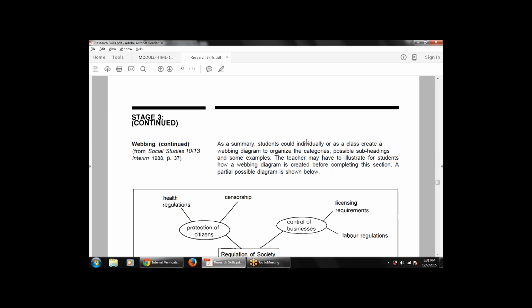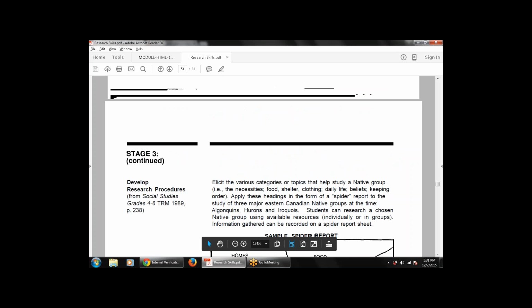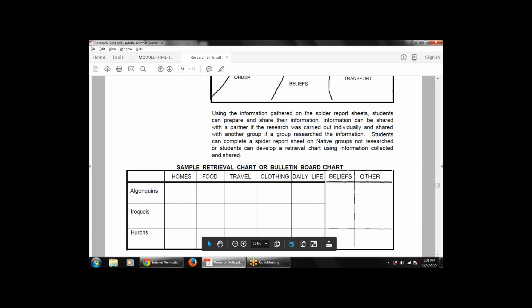So as a summary, students could individually or as a class create a webbing diagram to organize the categories, possible subheadings, and the various examples of getting the information, and the teacher may also illustrate with examples how a webbing diagram is created. So what are the various steps, or the various approaches, by which webbing diagrams are created before completing this section? A partial possible diagram is shown below. This is one of the examples that is available with this one.